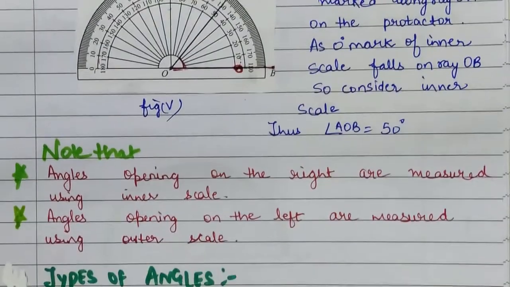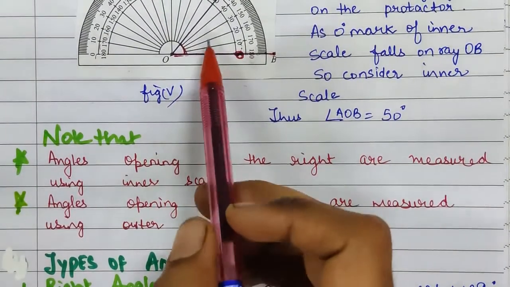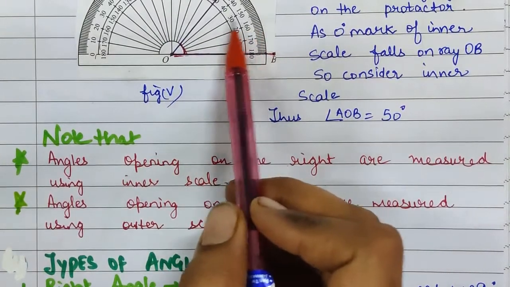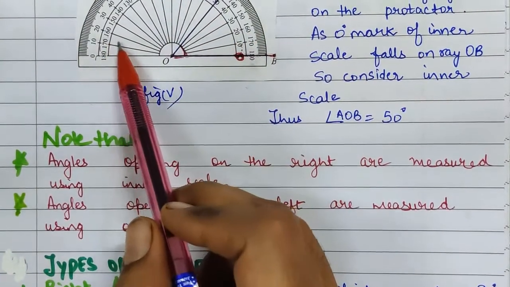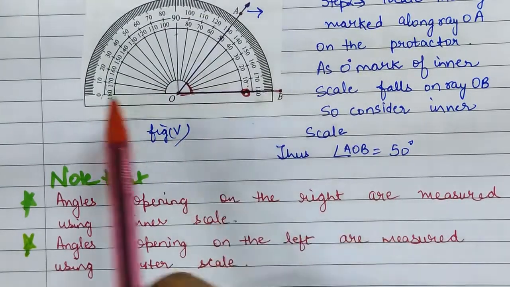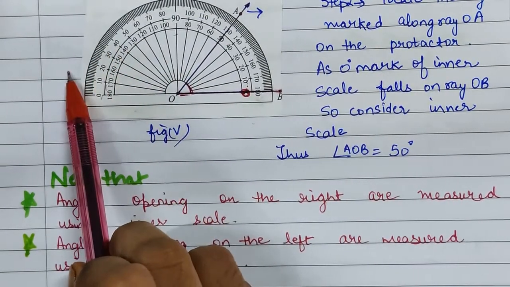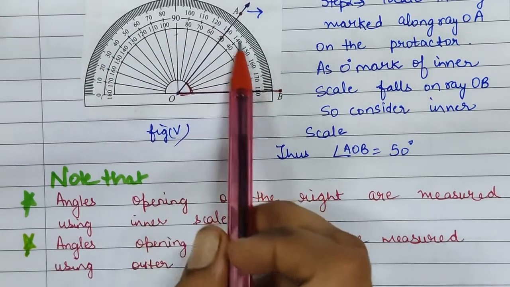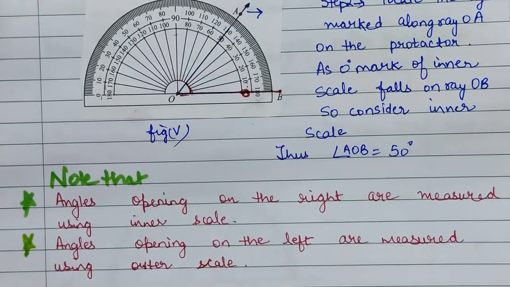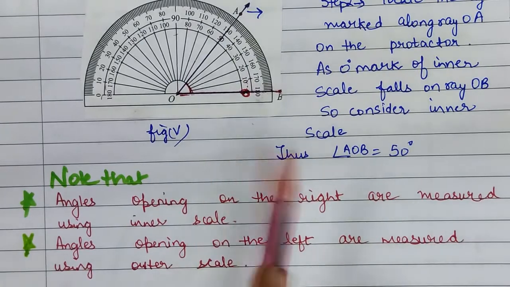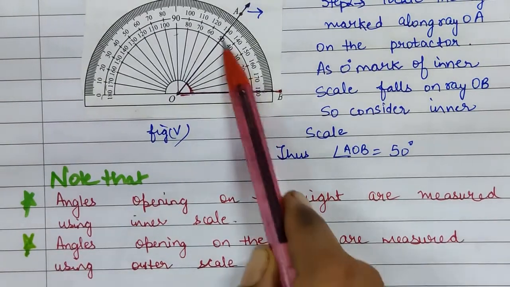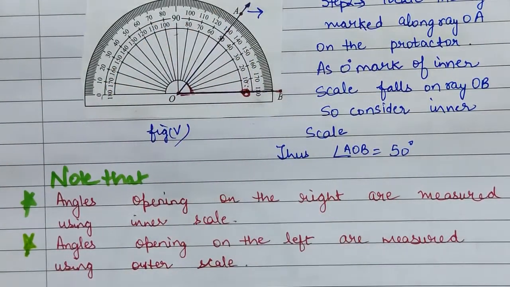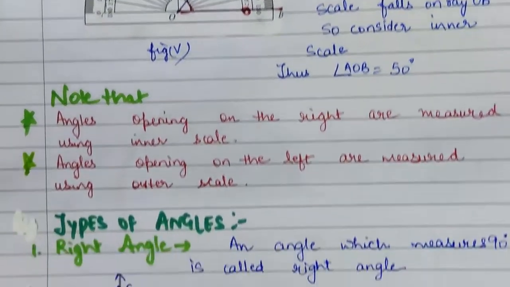Now note that angles opening on the right side are measured using the inner scale, and the angles opening on the left side using the outer scale. With the help of these two points, you can easily get to know whether we have to take the inner scale or the outer scale.